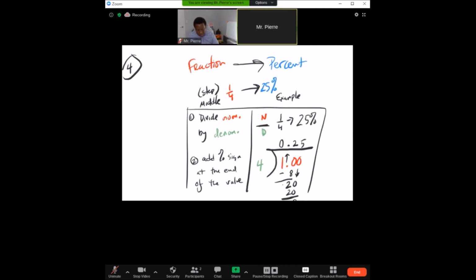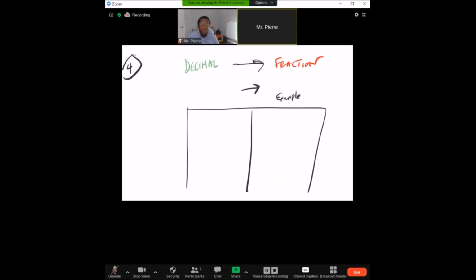Now, for the last part, spot number 6. Spot number 6 is converting a decimal. How do we convert a decimal into a fraction? The decimal that we're going to use will be the one that we just had, which was 0.25. And we want to convert that into a fraction of 1/4. So our example is 0.25. We want to convert that to 1/4. And so when we look at this value of 0.25, the first thing that we want to do is determine the final place value. Okay?